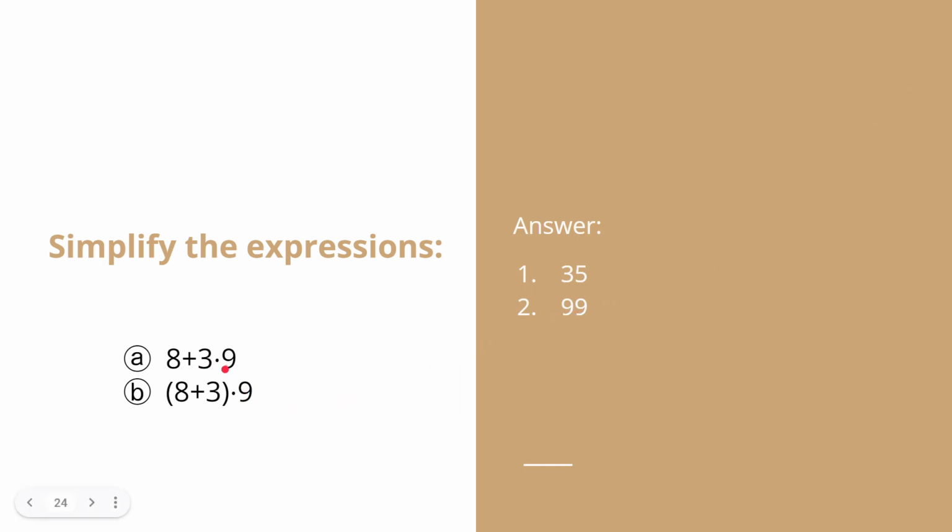3 times 9 equals 27. 27 plus 8 is 35. And then 8 plus 3 equals 11. 11 times 9 is 99.